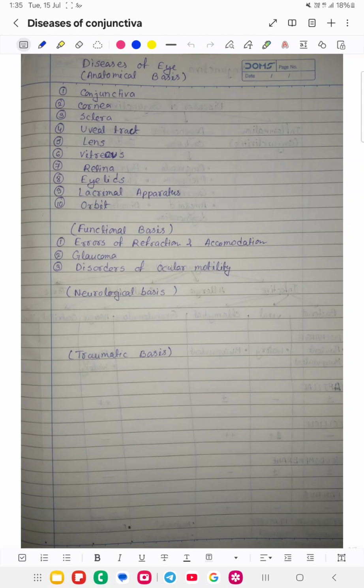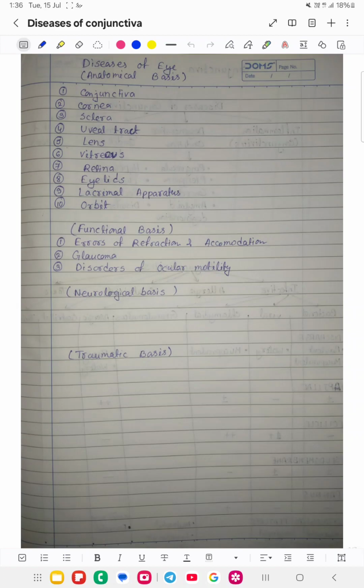First is on the basis of anatomy. It can be disease of conjunctiva, disease of cornea, disease of sclera, disease of uveal tract, diseases of lens, mainly cataract, diseases of vitreous humor, diseases of retina, diseases of eyelid, diseases of lacrimal apparatus, or diseases of orbit.